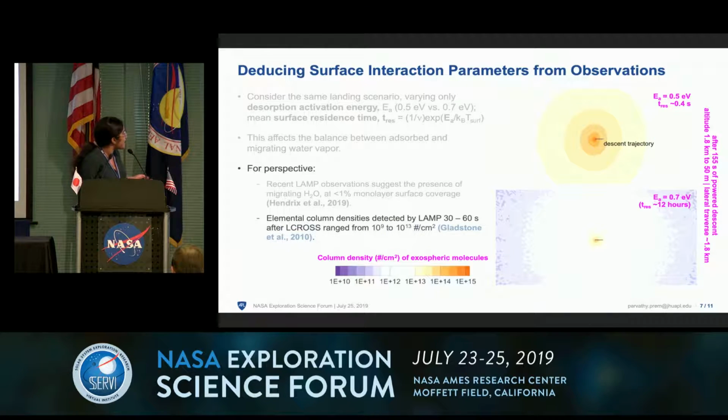And again, for perspective, these are column densities that amount to many orders of magnitude enhancement in the typical background density of the lunar exosphere, which would be purple on this scale. It's comparable to, generally higher than, column densities that were detected in the aftermath of the LCROSS impact.